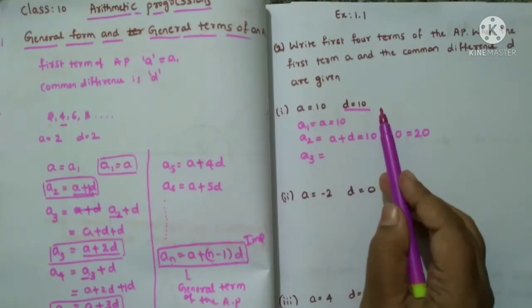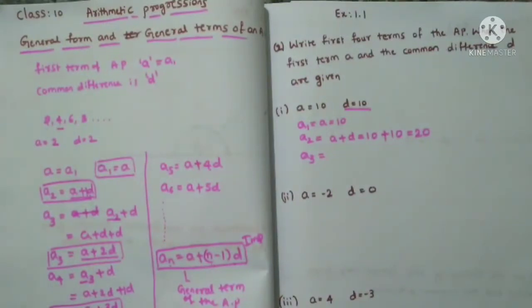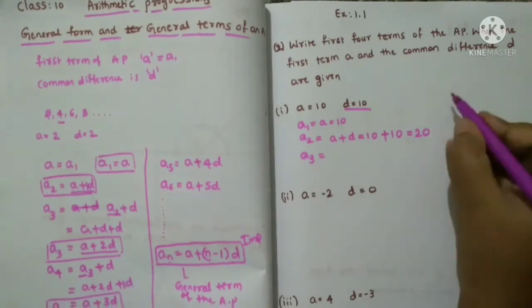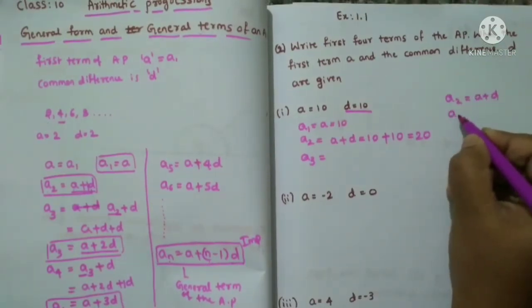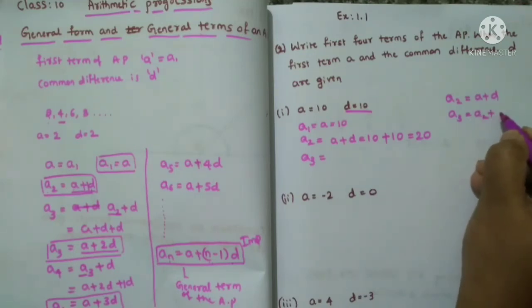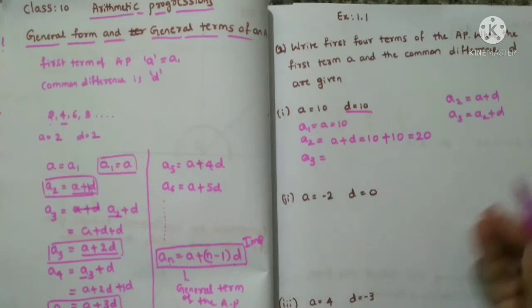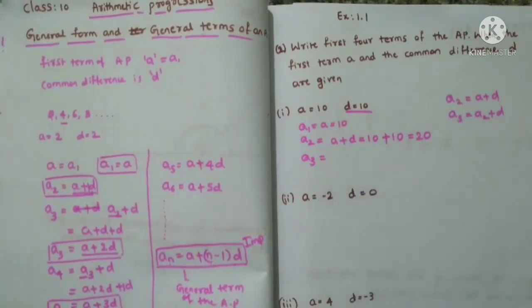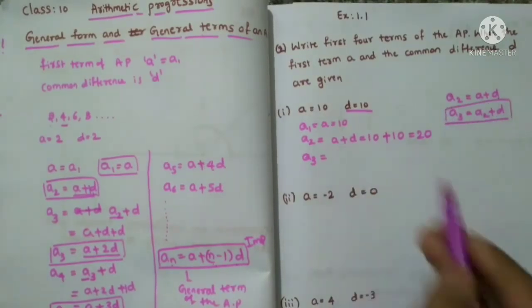And one more thing I forgot to tell you. See, you can write these formulas, I told you already. A is equal to A1. A2 is equal to A plus D. A3 is equal to A plus 2D. Or you can write A3 is equal to A2 plus D, or A plus 2D also we can write. Don't get confused, I'm just telling you, otherwise follow this only. If you are understanding, you follow this, otherwise you follow this only.